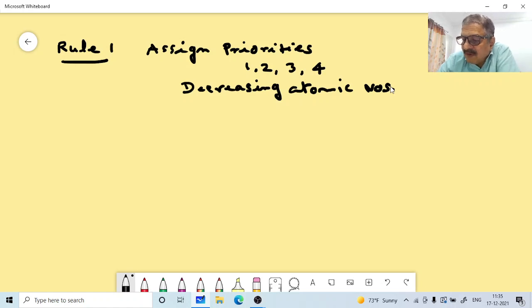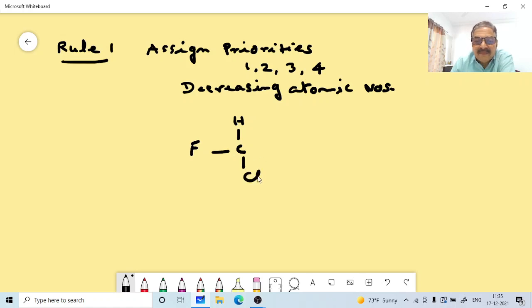In most molecules, the lowest priority group is hydrogen. Therefore hydrogen most often has a priority of 4. Now suppose we have a compound like this, a carbon bonded to hydrogen, then fluorine. How will you assign the priorities here? The carbon is a stereogenic center. It is bonded to 4 atoms, hydrogen, bromine, chlorine, fluorine.